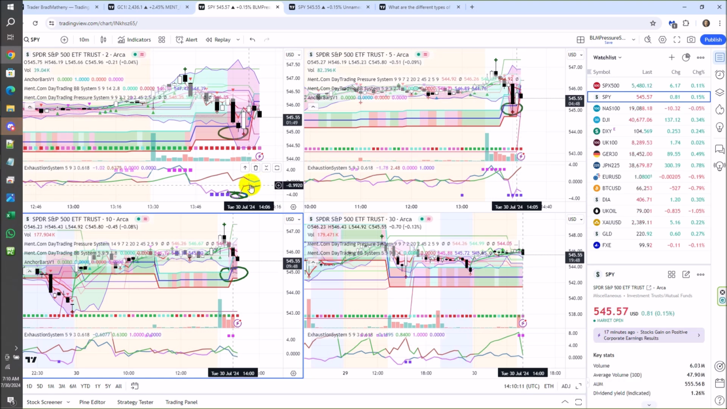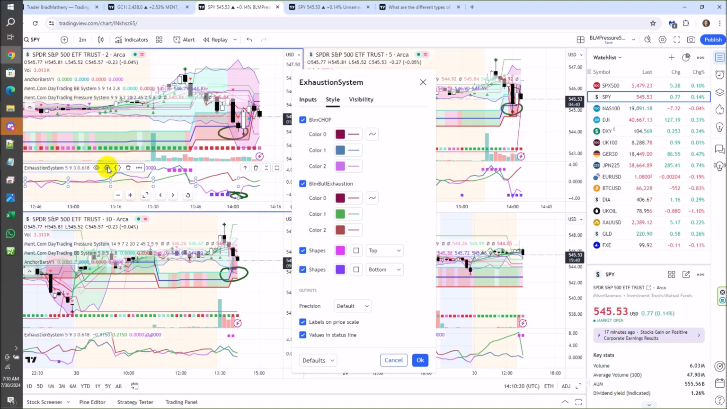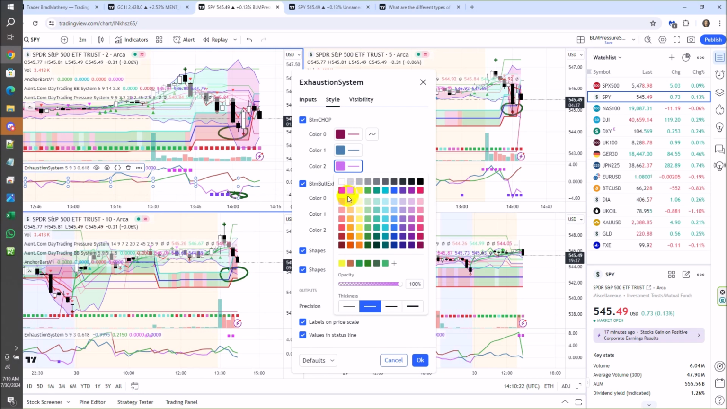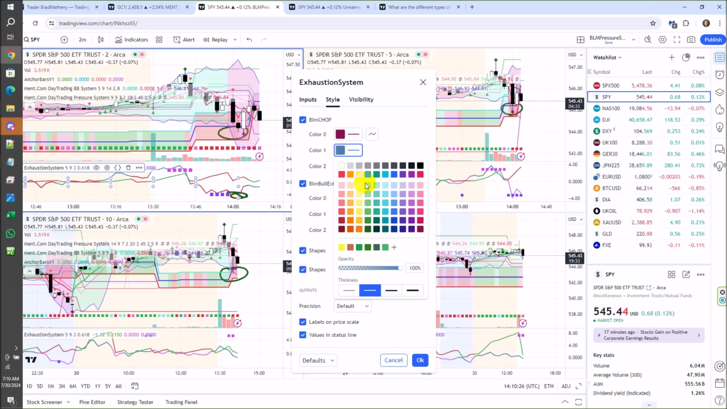That would mean that we'd be looking for some downward acceleration and moving into purple. And let me show you here so you can see. We can come in here and change the purple color to red, or whatever color red we want, and we can change this to dark green.